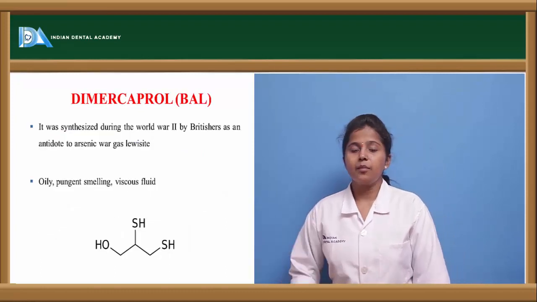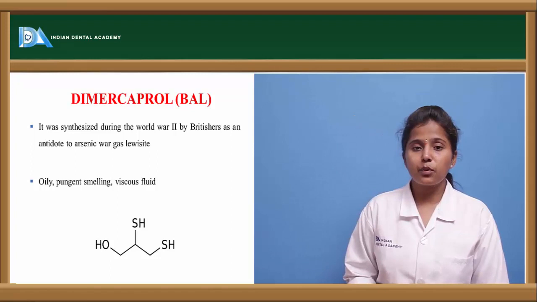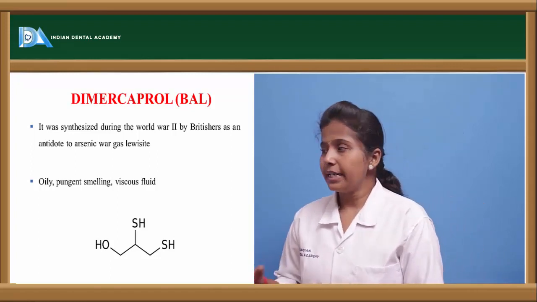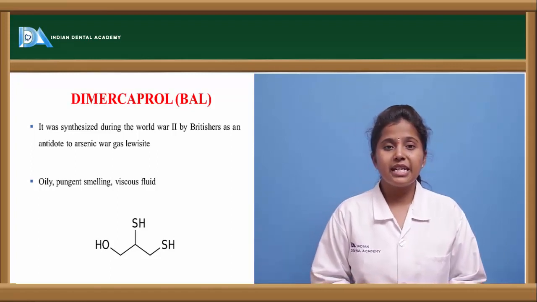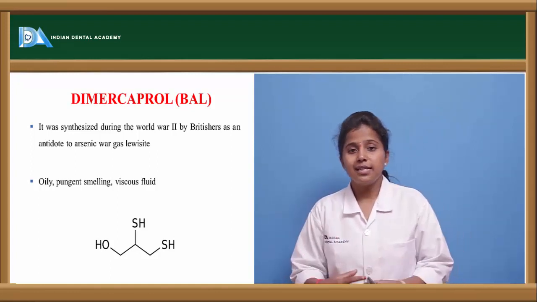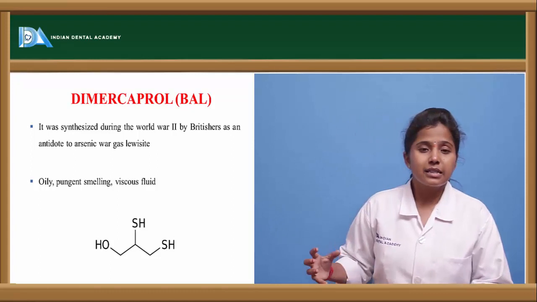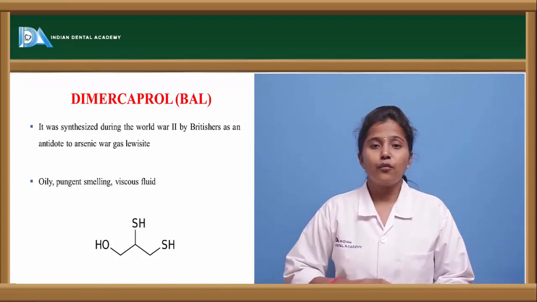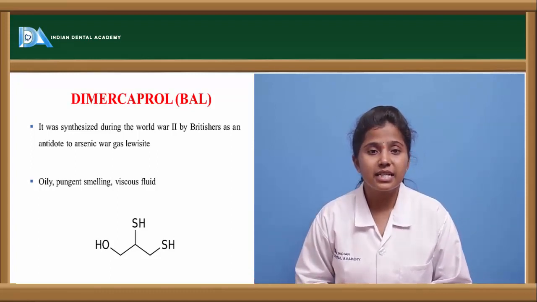Let us see in detail about DIMERCAPROL. DIMERCAPROL, which is also called BAL, is a chelating agent which was synthesized during the Second World War by the British. These Britishers synthesized this DIMERCAPROL to antagonize the effect of arsenic poisoning.